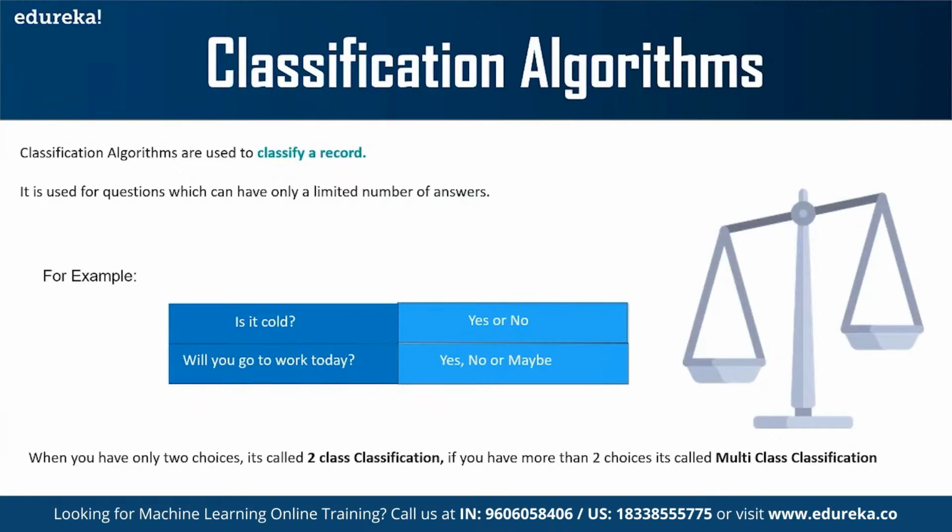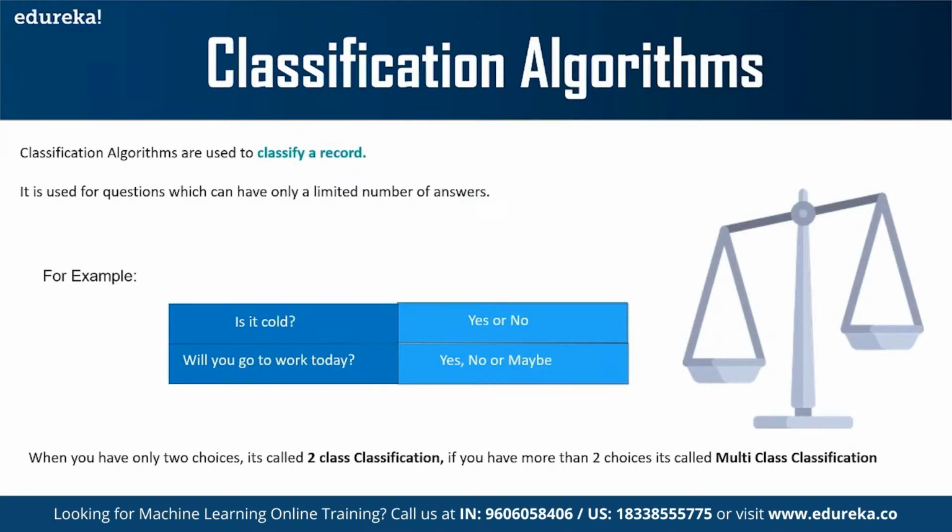So a classification example is given. Is it cold today? Yes or no? Depending on yes, no, maybe, you will take a decision of whether you will go to work or not. If you have only 2 classes, so let's say your decision is go to work or not go to work, that is called a 2-class classification, which is generally common. Will this happen or not happen? Will I go to office or not? Will I watch the movie or not? That kind of thing. So that's a two-class classification.